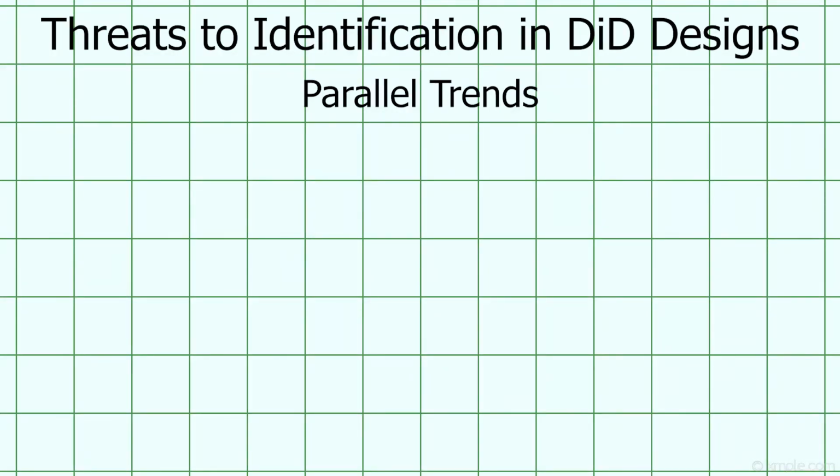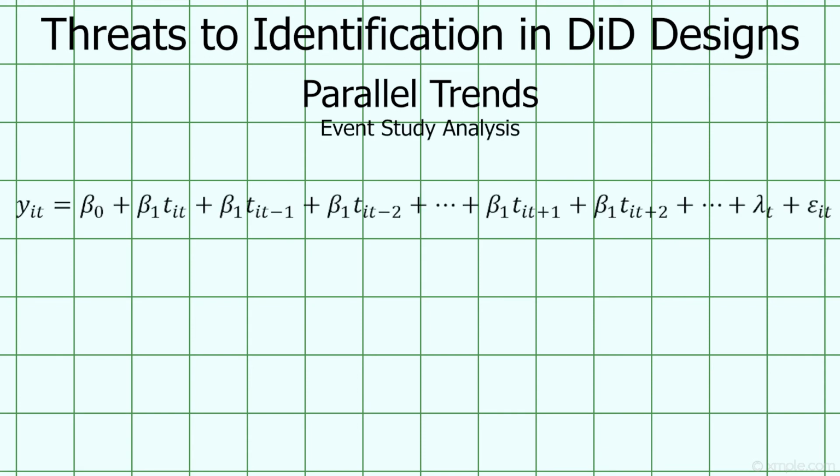One way in which economists can check for parallel trends is to perform what's called an event study, where we run a regression like this, where this variable indicates the year that the treated units switch from being untreated to being treated, and these are lags and leads of that variable, and then plot out the results.